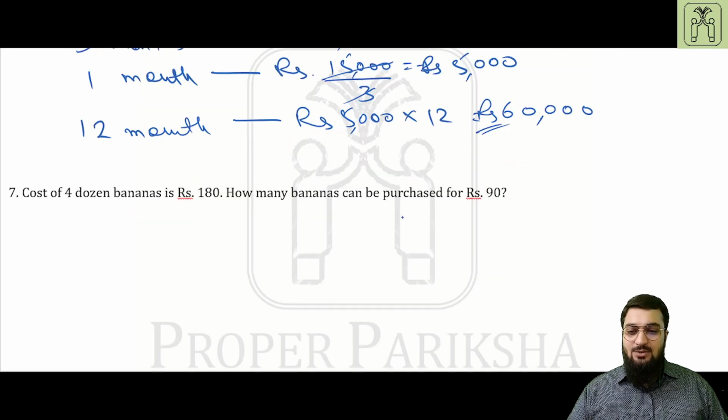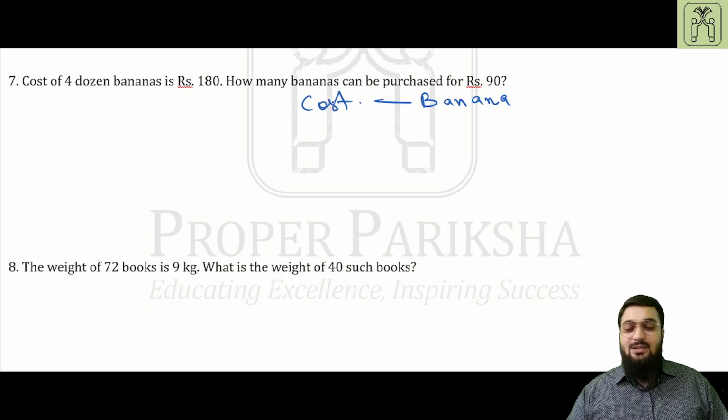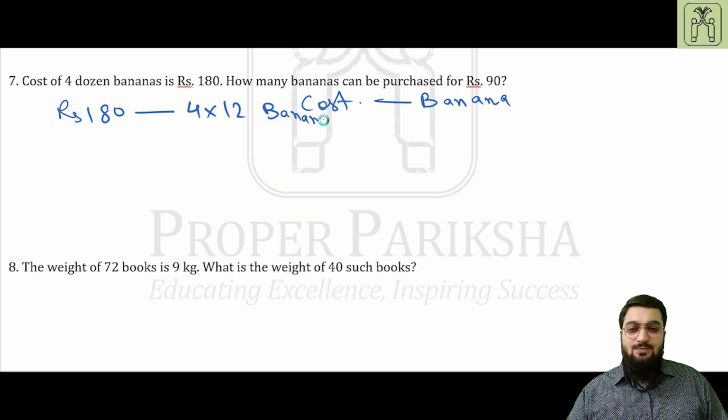Coming to the next question. Cost of 4 dozen bananas is rupees 180. How many bananas can be purchased for rupees 90? So the number of bananas is the answer, and the cost or the price is the basis. So we will follow this order, and we will write rupees 180 gives us 4 dozen, that is 4 into 12 bananas. After that we will convert that into 1.